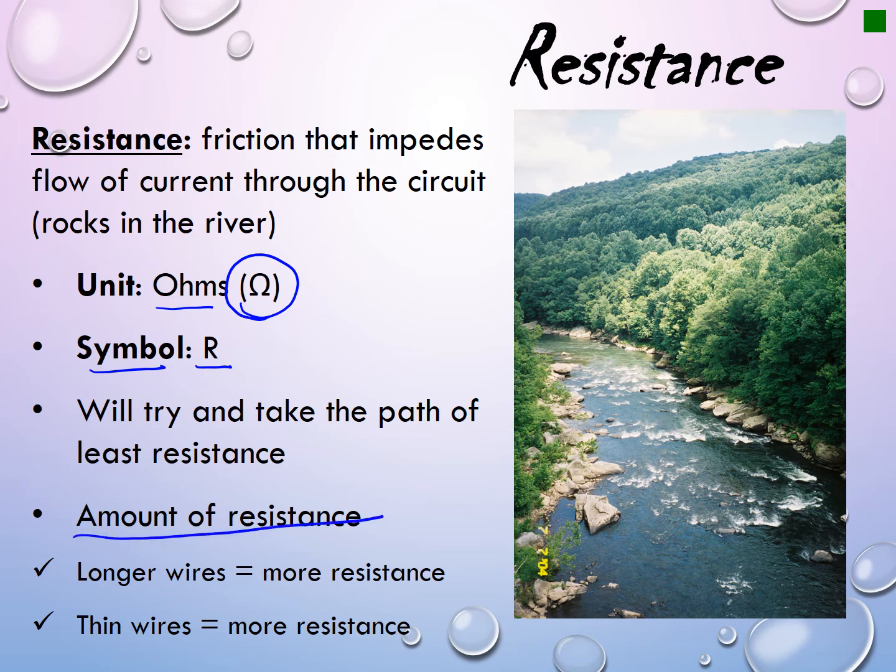So the amount of resistance means that the longer the wires, you get more resistance. Thinner wires will also give more resistance. Why? Because it's not allowing that electricity to flow as easily. So if you have little short wires, the resistance will be down. If you have fat wires, your resistance will be down. It depends on what you want, but thin wires will lead to a lot more resistance.